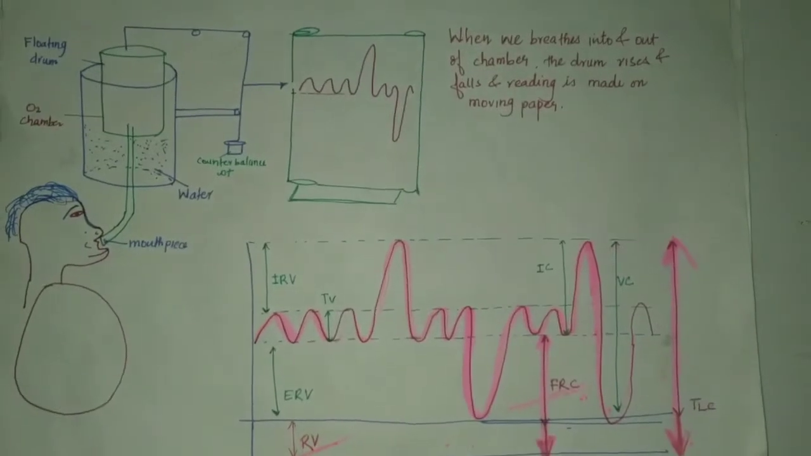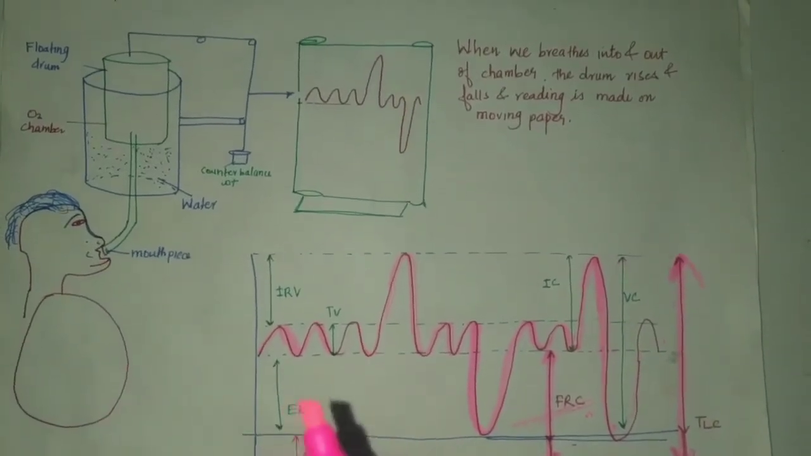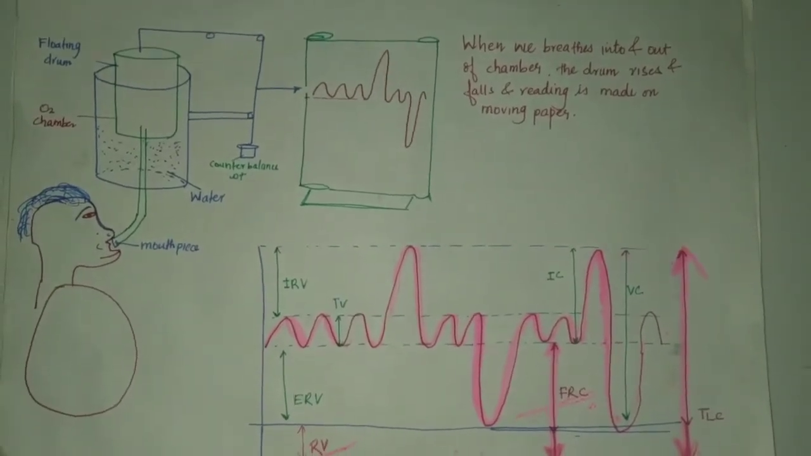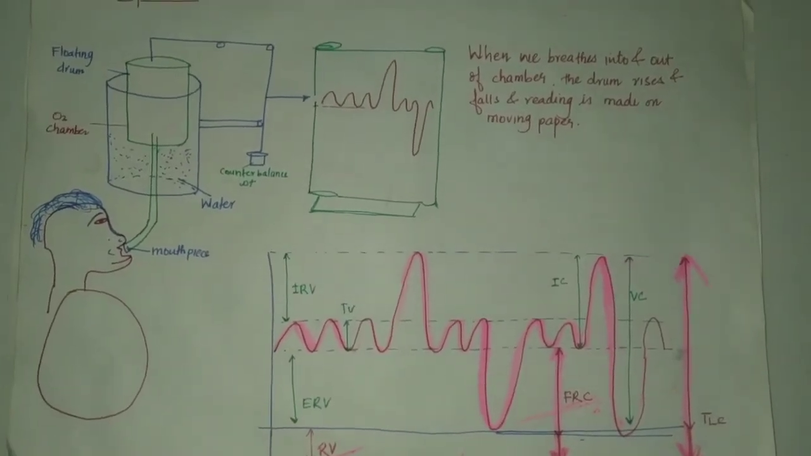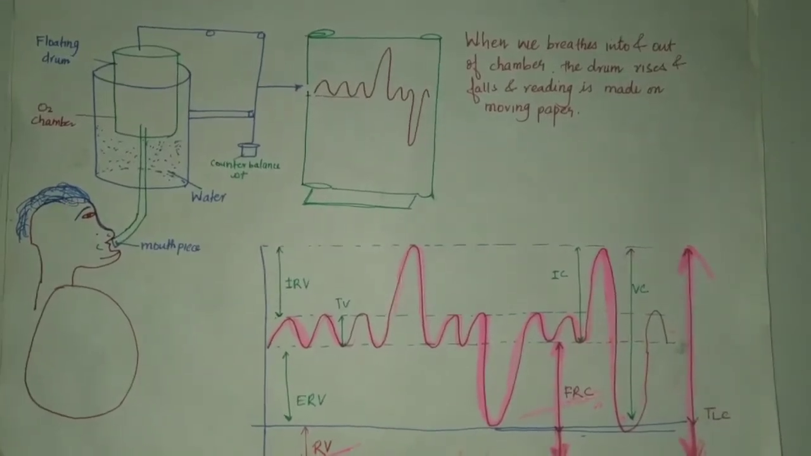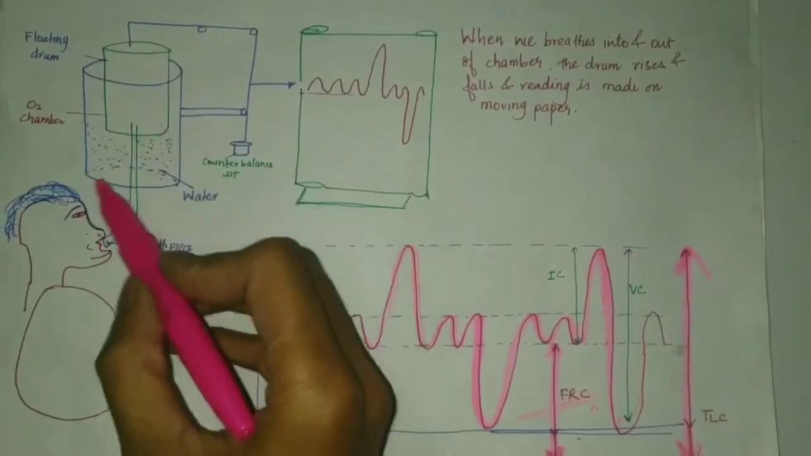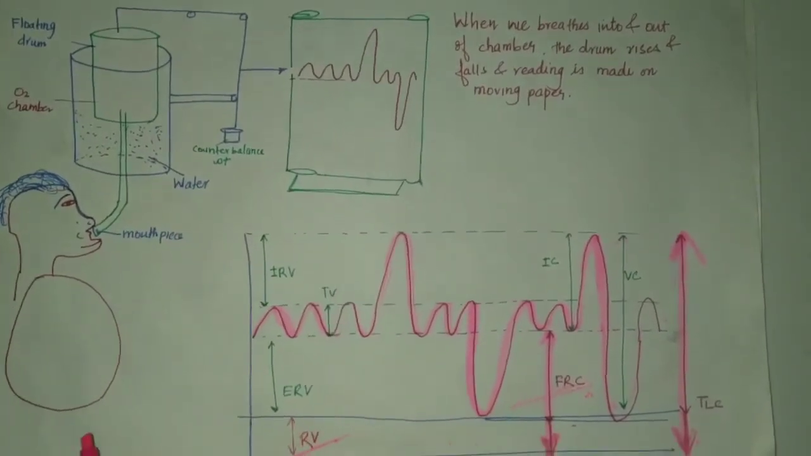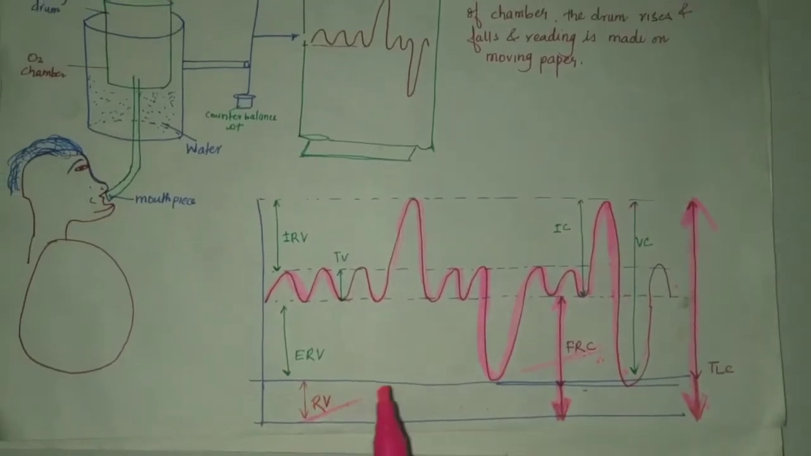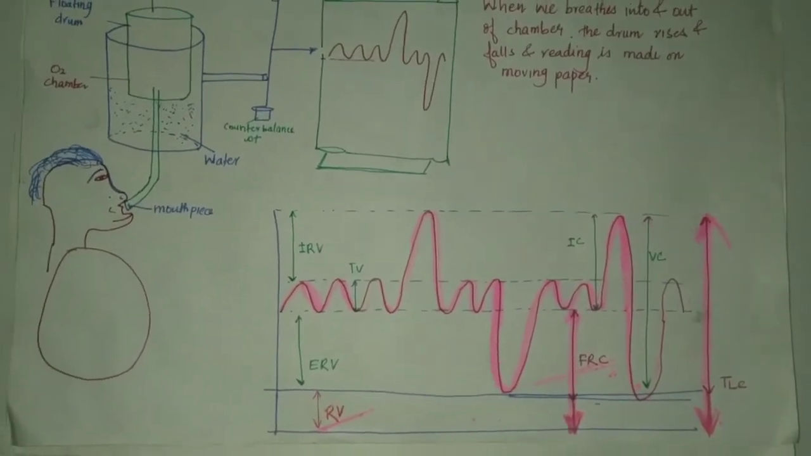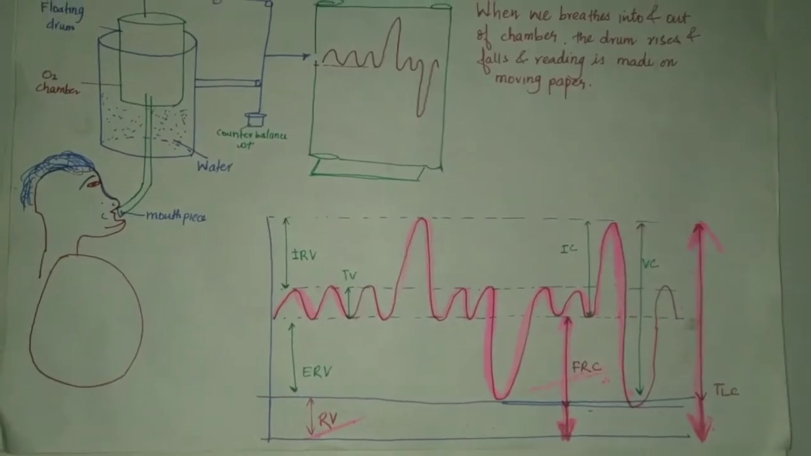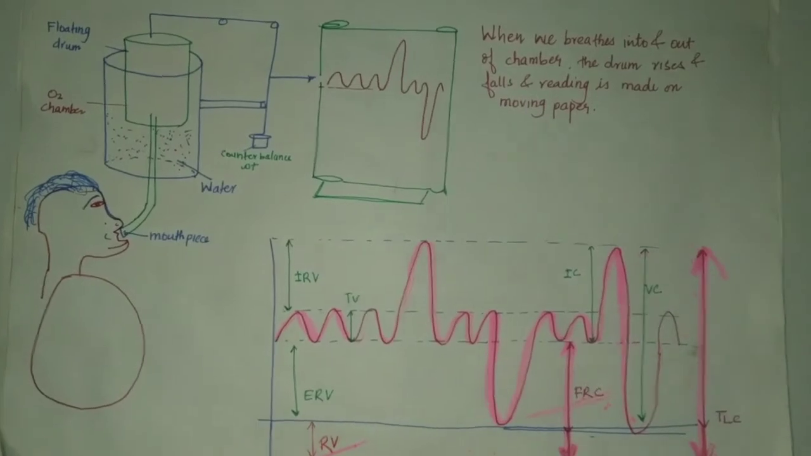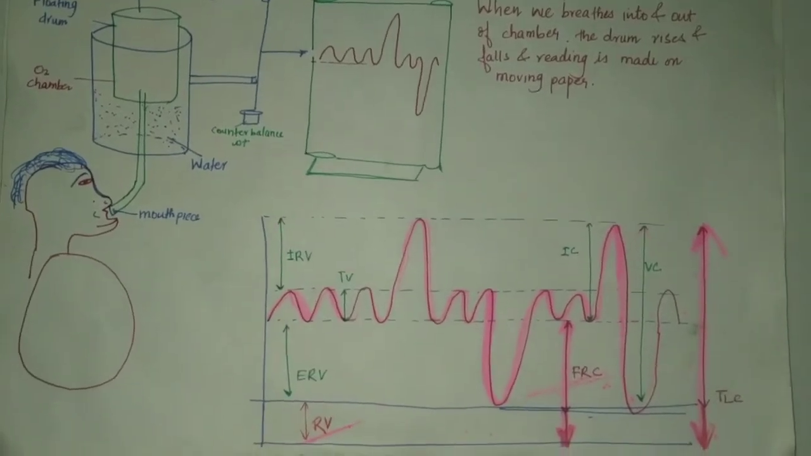But by this method we cannot measure residual volume, because residual volume is the air which is always present in the lungs, and since we cannot expire this air, it will never go into this setup, so we can never measure residual volume by simple spirometry. And since residual volume is part of functional residual capacity, we cannot determine functional residual capacity just by simple spirometry. So for that we have another method, which is the helium dilution method.